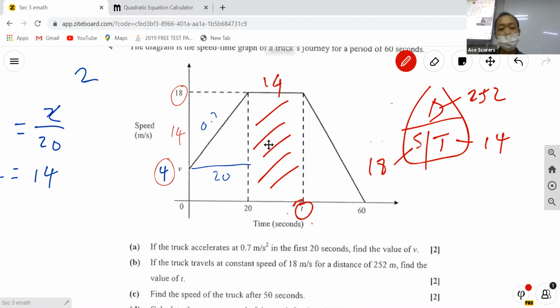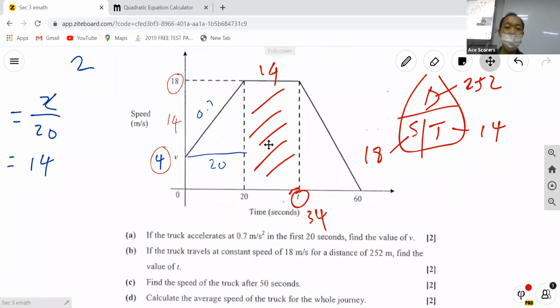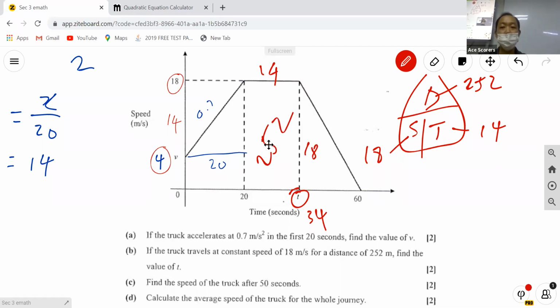Okay, so T equals 34, is that right? 20 plus 14. What do you mean? Because 14 times 18 equals 252. The area here is 252, right? So you take 14 times 18, and here is 18. You get 252 as well.